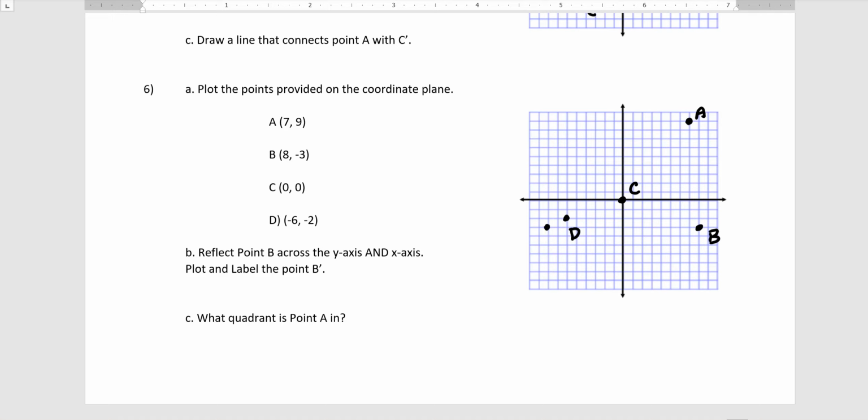But I'm not done, because now I need to flip it across the x, which would put it right here. Now, I wanted to hide what I was doing with you, but you've probably already figured it out. This order really doesn't matter, because if I would have stayed and put it back up here and done x and then y, guess what? I would have ended up at the same place. That's the cool part about reflecting over x and y. Really what you're doing is a rotation around the origin, around point C. Now what quadrant is point A in? The first quadrant. There we go.